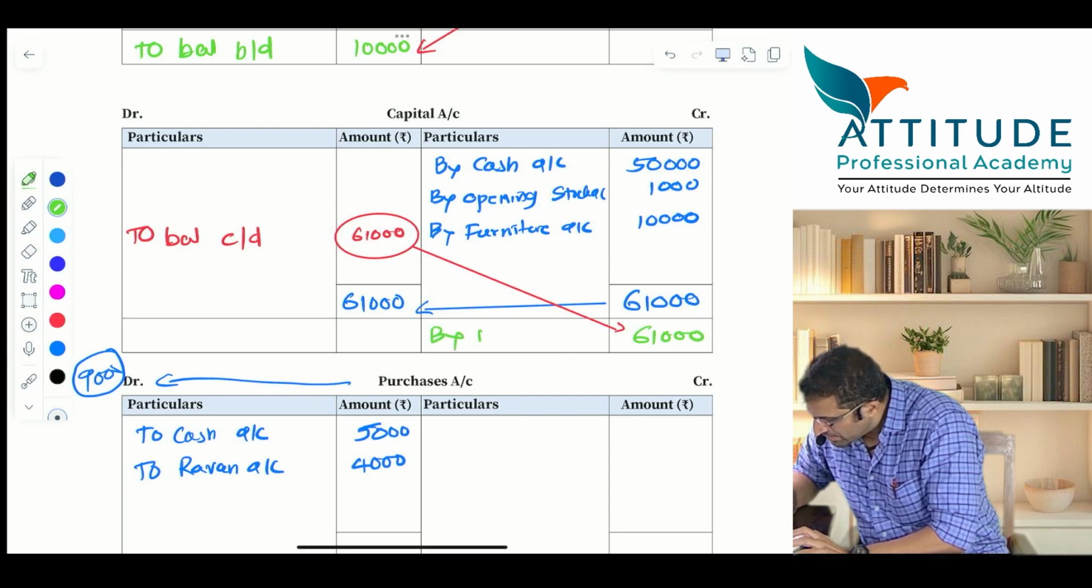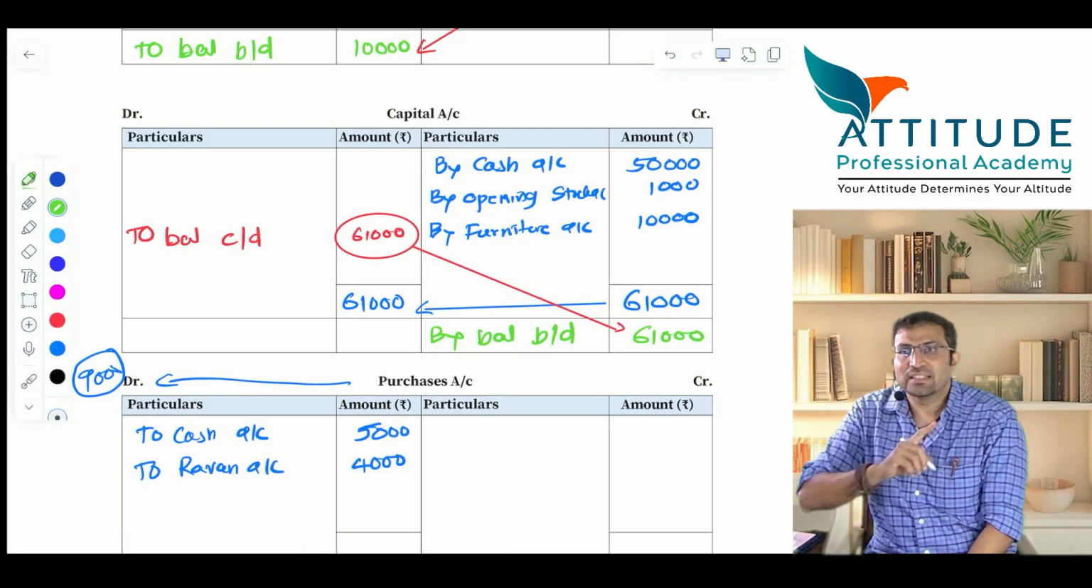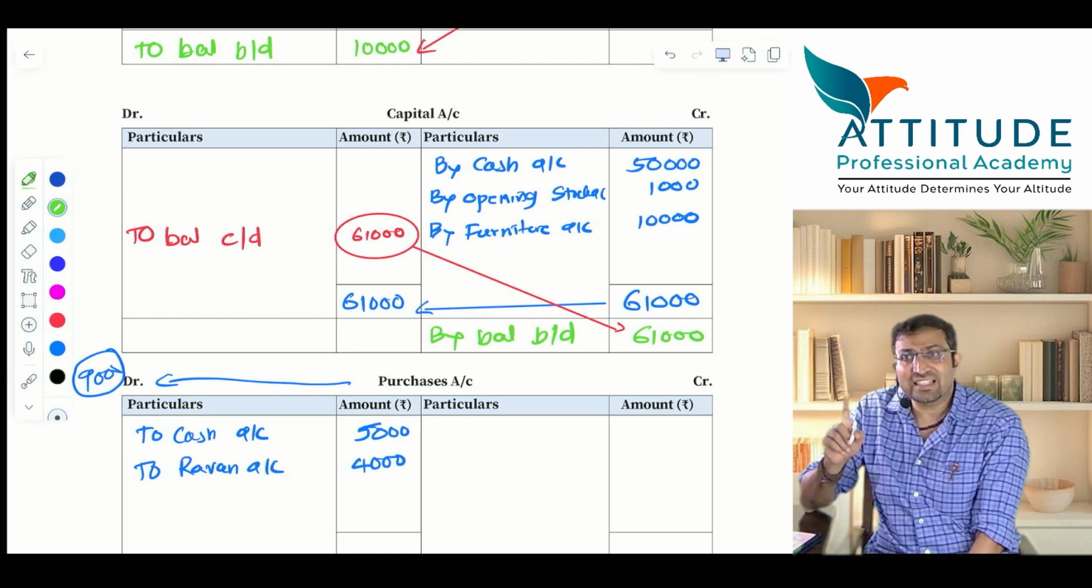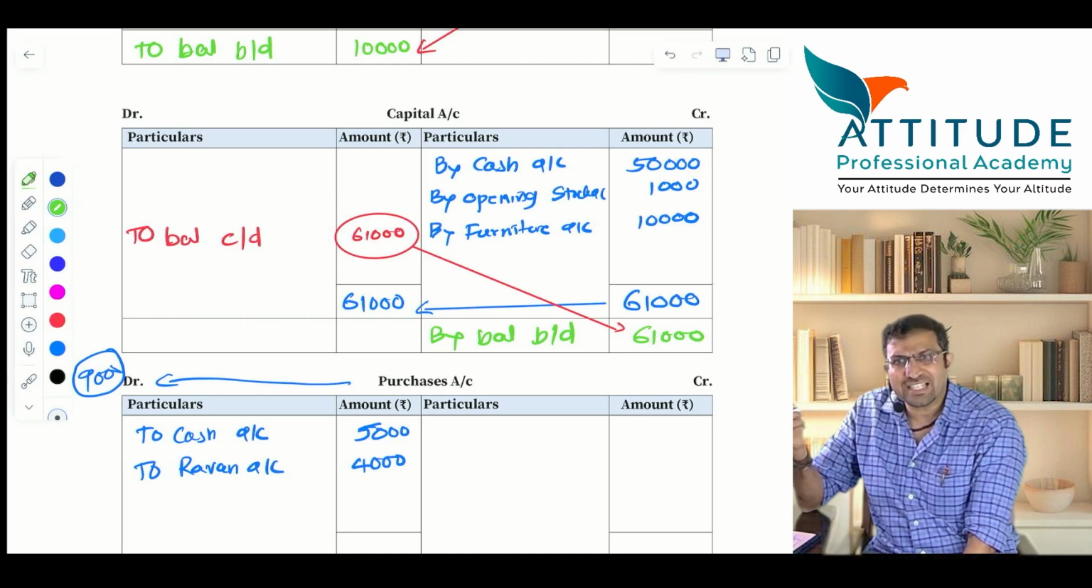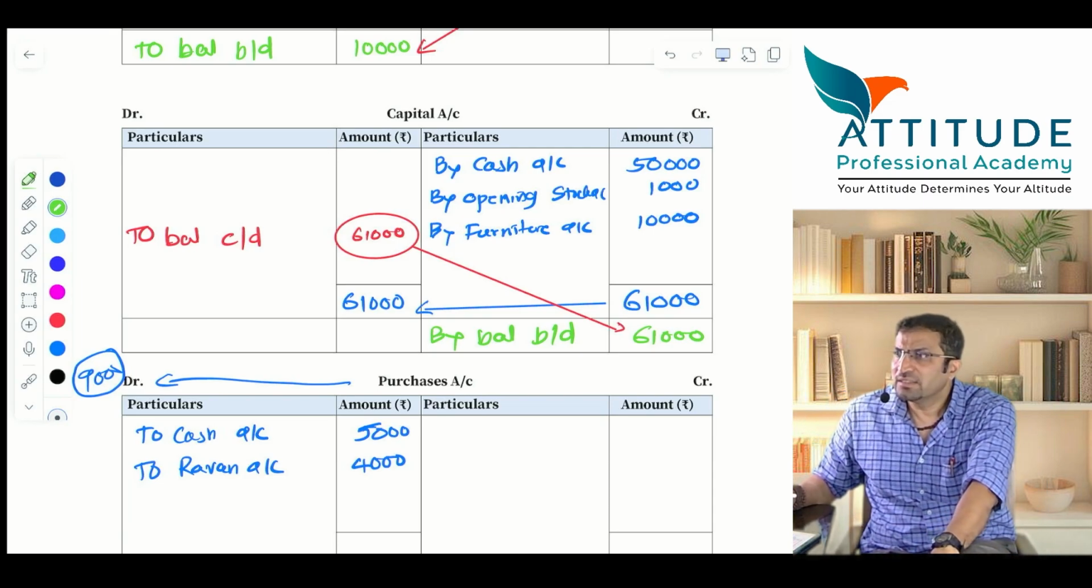Balance brought down. Opening balance is always BD. Closing balance is CD. Is that clear? What I have written in red is the closing balance. What I have written in green is the opening balance of the next period. Is that clear? Shall we proceed?